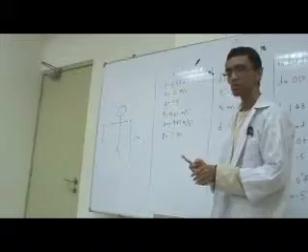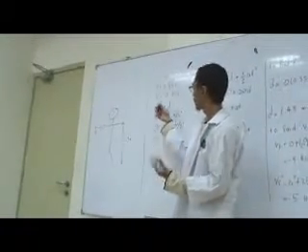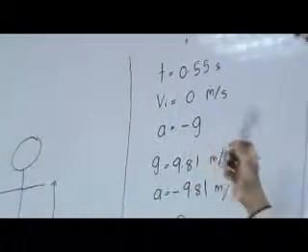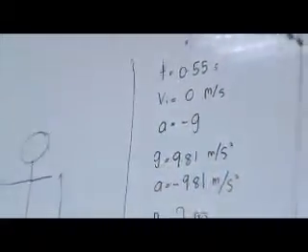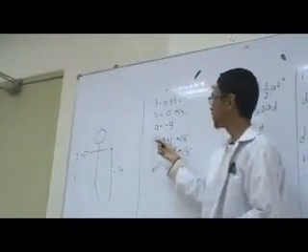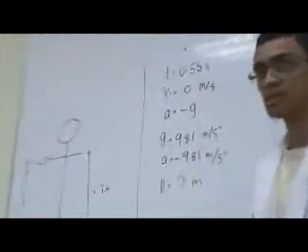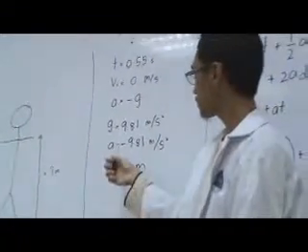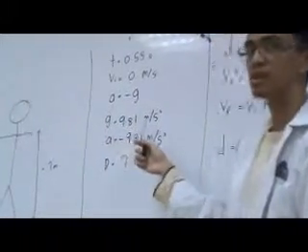According to the experiment, we calculated that the time is 0.55 seconds. Initial velocity is 0 meters per second because we start at rest. Then the acceleration is negative gravitational acceleration, since the movement of the object is downward to the earth, and the gravitational acceleration is 9.81 meters per second squared.